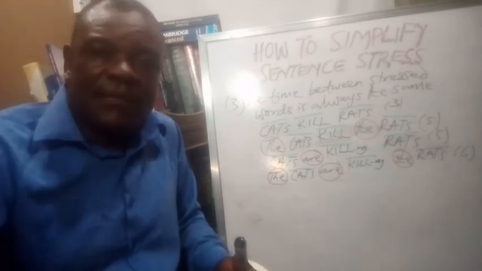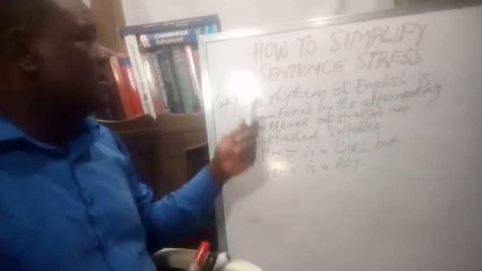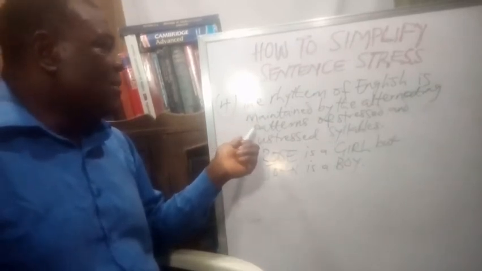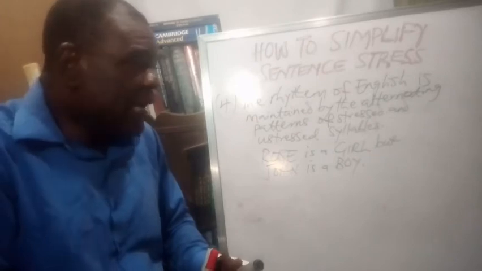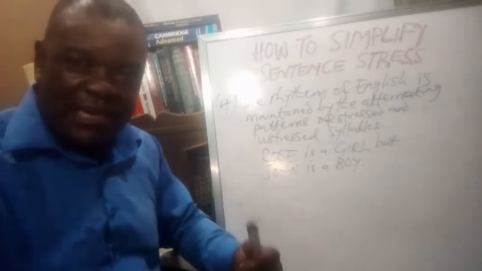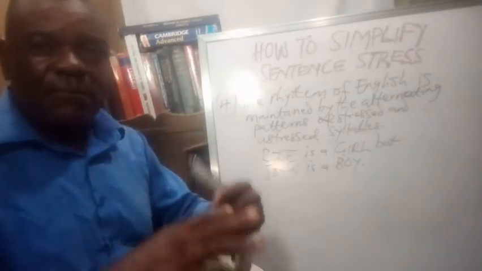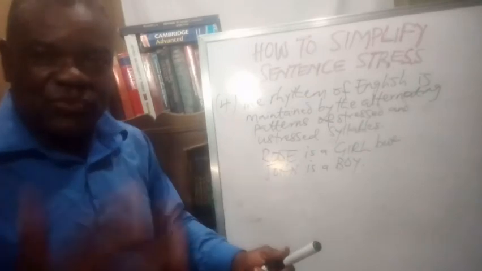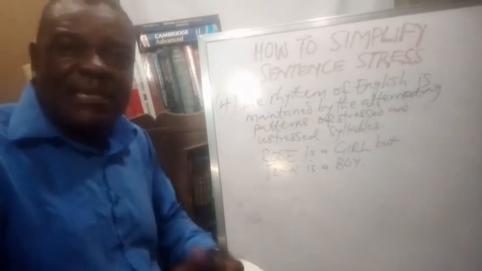Let's look at the next one. The 4th thing we need to take note of about sentence stress is that the rhythm of English is maintained by the alternating patterns of stressed and unstressed syllables. And as explained earlier, in English sentences, content words are stressed, function words are unstressed, and that is just the pattern. That is the alternating pattern of stressed and unstressed syllables that maintains the English rhythm. And rhythm is musicality.